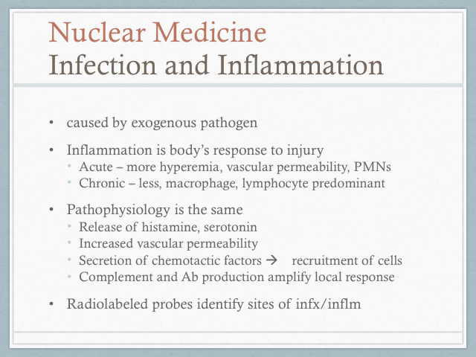And as far as pathophysiology, infection and inflammation are the same. You get a release of histamine and serotonin, resulting in increased vascular permeability, secretion of cytokines and chemotactic factors that recruit cells to the area, as well as trigger complement and antibody response. And using this knowledge of the pathophysiology of infection and inflammation, we can radiolabel certain probes, white blood cells, cytokines, anti-infectives, that will be targeted to these areas.